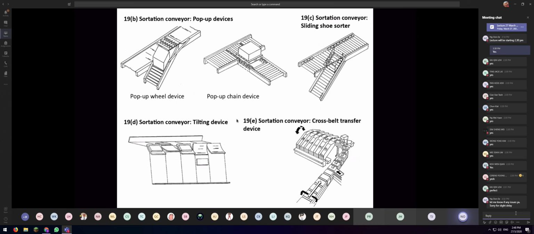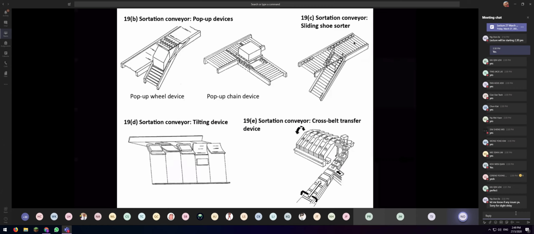You can use a pop-up wheel. If the item is coming down, then when the wheel pops up, the wheel will tend to redirect the item at that particular time. So you just need to time it based on the arrival of the item. Pop-up chains are similar. The chains are normally underneath the conveyor, and so items can just move, but when the chain pops up, it can just push the item down.